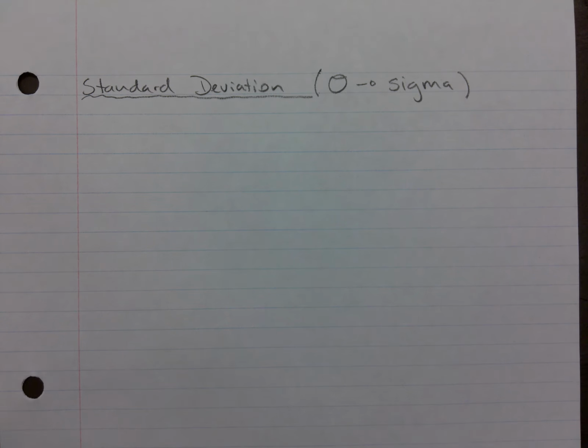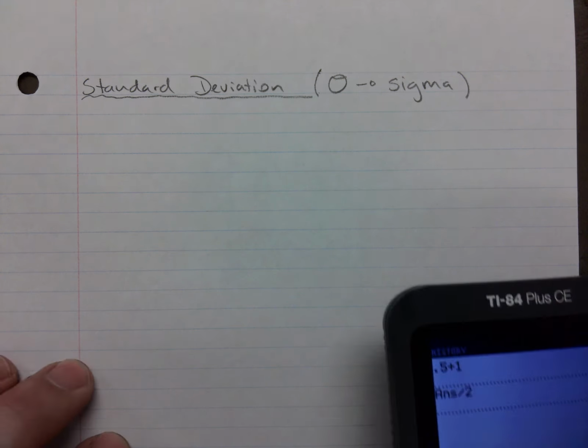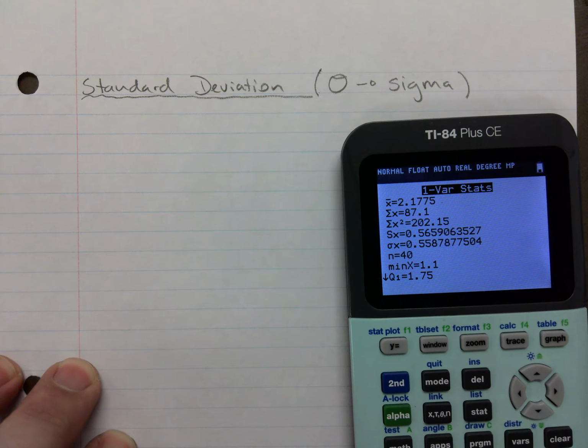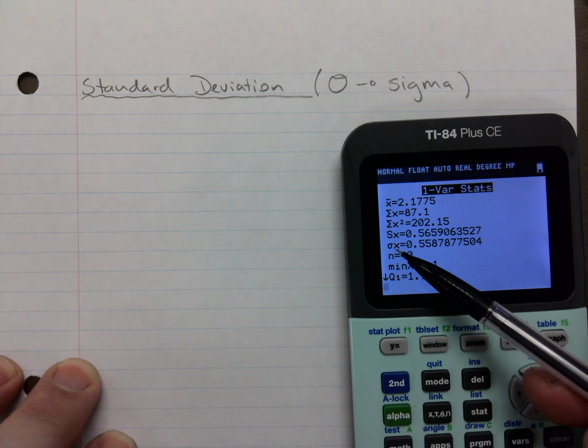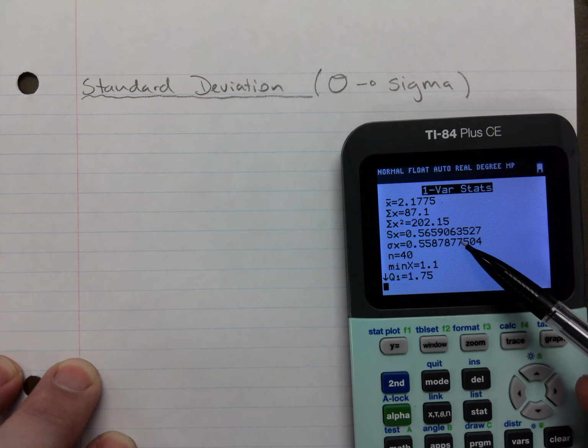Here we go. Standard deviation. The letter for standard deviation is sigma. Believe it or not, you were seeing that already over and over again as you were using one variable stats. I will show you that it's right here. Look at where my pencil is. That is the sigma. So that's your standard deviation.